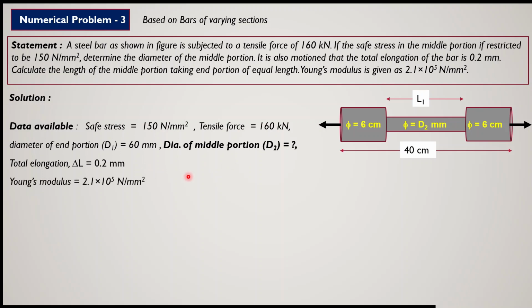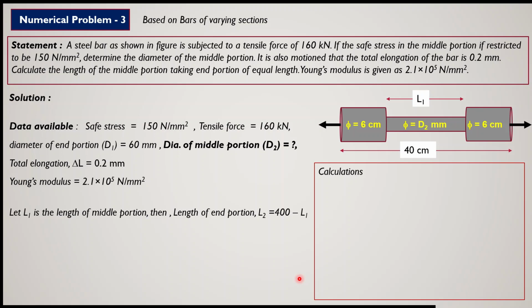Young modulus is given, yes. Now, let L1 be the length of the middle portion, as we have already discussed. Length of the end portion will definitely be, if we consider that the length of this portion plus this portion is L2, then L2 will be 400 millimeter minus L1. So up to this, almost all data is available. So we have to go through the details. Let us go through the calculation part.